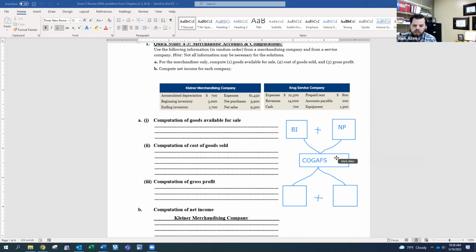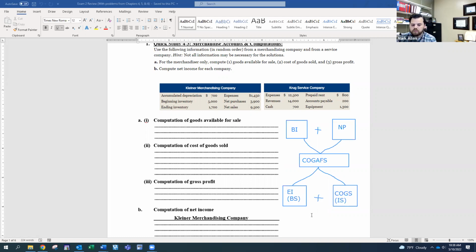Now, for the next piece, we say, well, what happens at the end of the period? Well, I either sold the stuff that I had available. And if I sold that, that cost will land in cost of goods sold on the income statement. And so if you want to remind yourself, that goes on the income statement. Or maybe I didn't sell everything. So that'll stay in ending inventory on the balance sheet. And those are my only options.